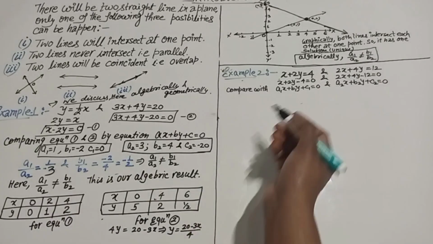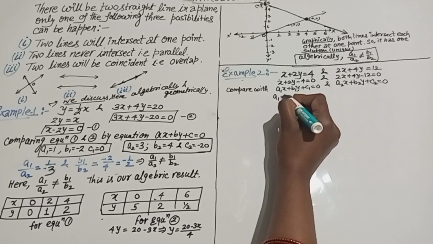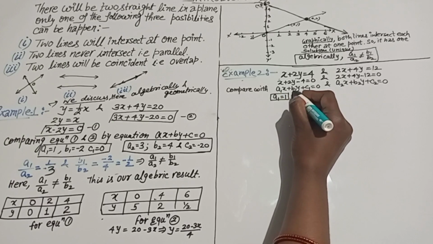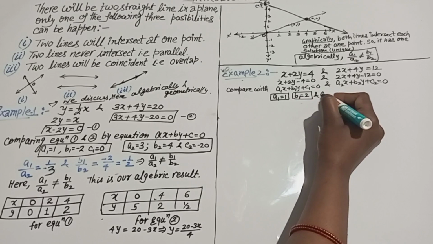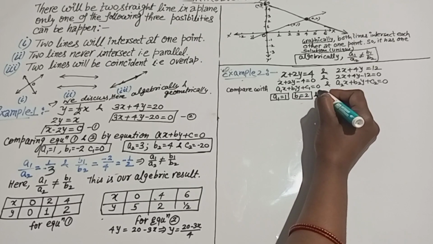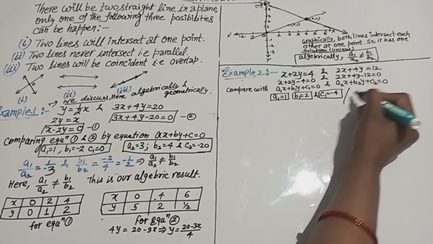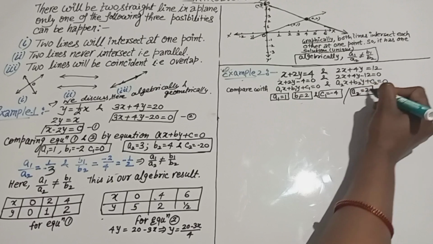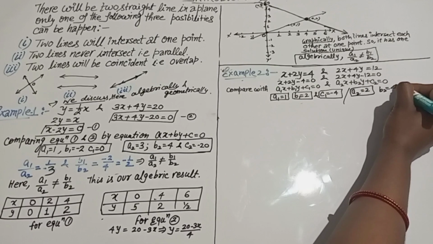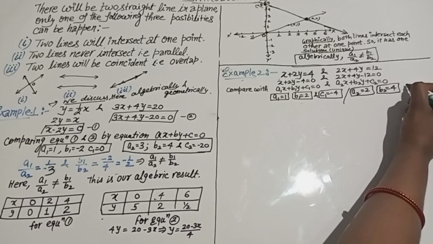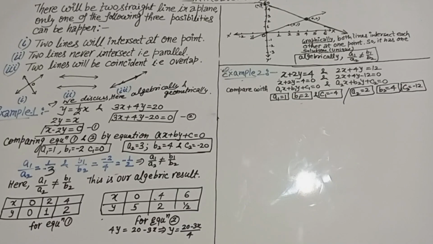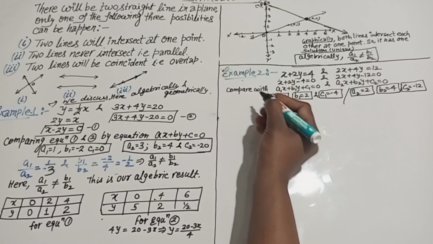Okay, so now compare with, so a1 is equal to 1, b1 is equal to 2, and c1 is equal to minus 4. Now here a2 is equal to 2, b2 is equal to 4, c2 is equal to minus 12. Okay, so now take a ratio.